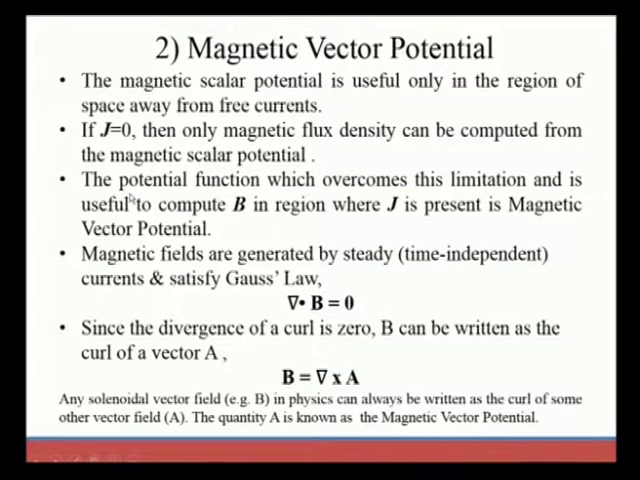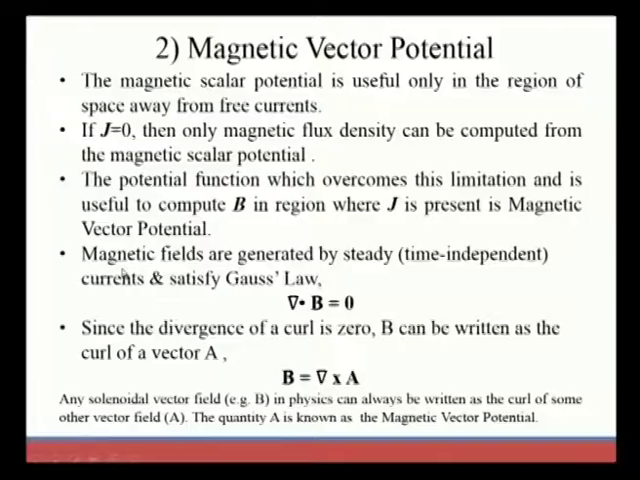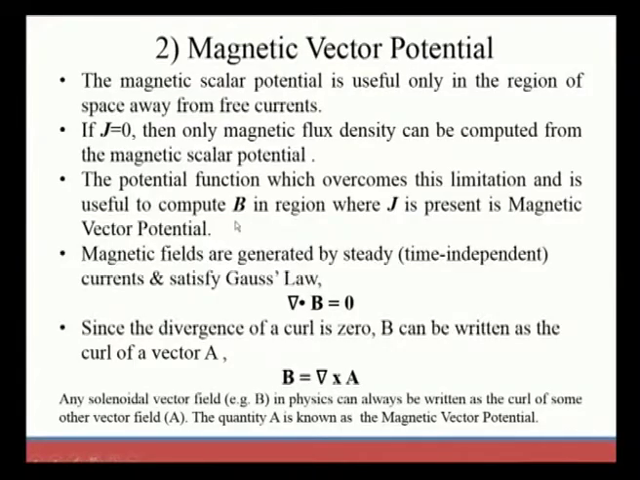So, the potential function which overcomes this limit, in the sense that whenever we cross a region that is not free of current, if the current is present also, then we are able to find the magnetic field. If we overcome the drawback that we found in the magnetic scalar potential, that is, we consider the magnetic scalar potential only when J is equal to 0, that will become the magnetic vector potential for B, that is, for the magnetic field.